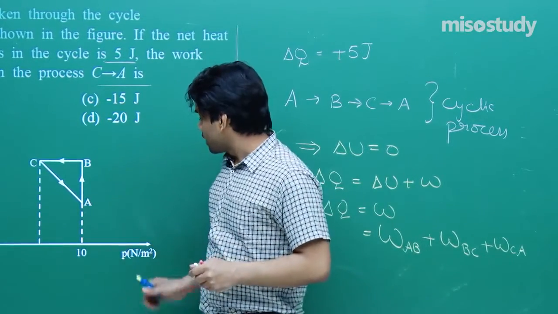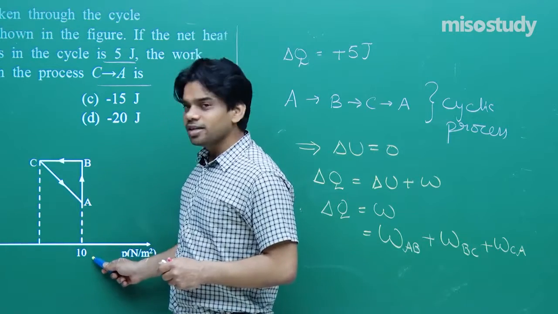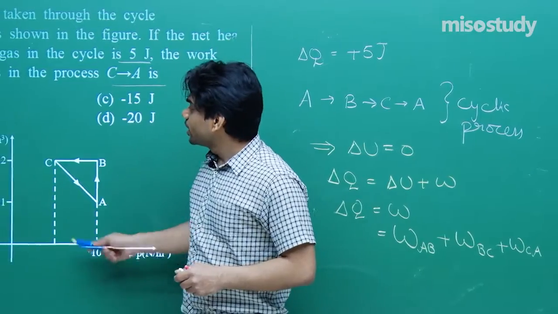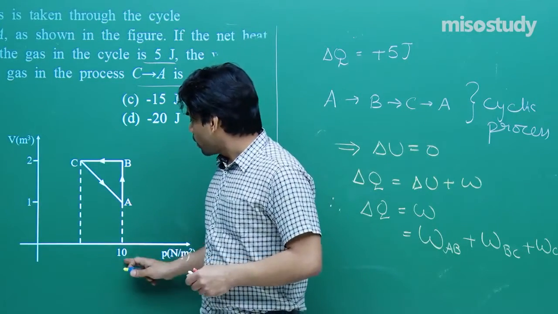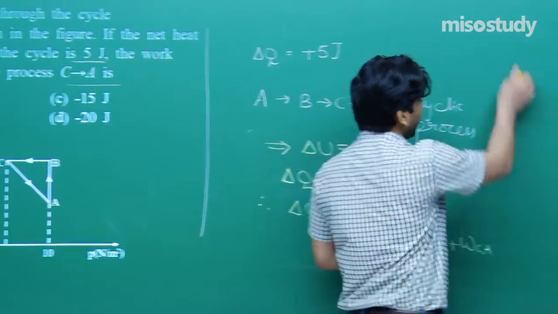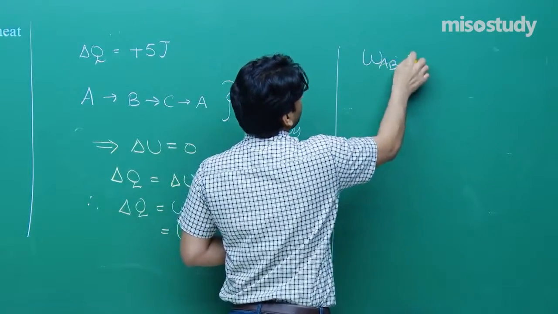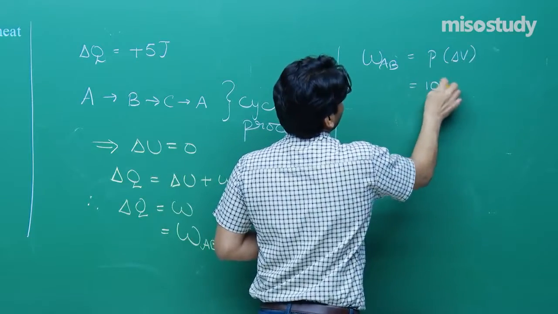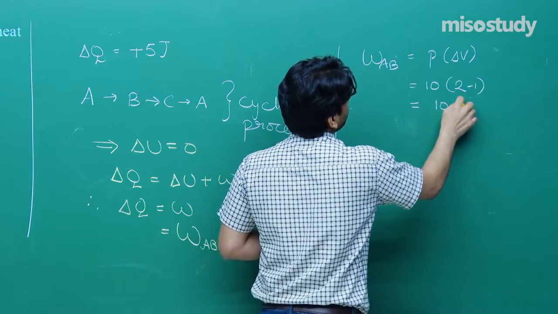From A to B, you see that pressure is constant, volume is changing. So we can use 10 Newton per meter square, given in standard units, multiplied with the change in volume, which is 1. So this will come out to be 10 into 2 minus 1. Writing it separately for A to B: work done during A to B is equal to P delta V, that is 10 into 2 minus 1, with proper units, comes out to be 10 joules.